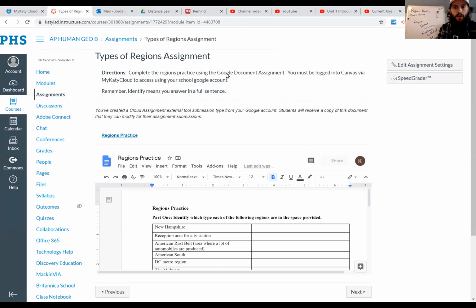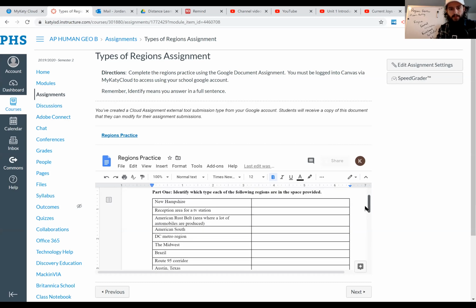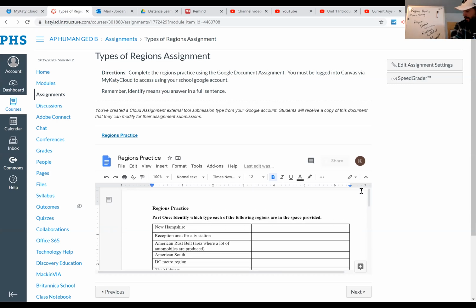Okay. Basically, you'll go through this. All right. You'll answer these. Identify which type of the following regions are in the space provided. So is New Hampshire a formal, functional, or perceptual region? What do you guys think? I'll open up the chat real quick, and anyone who pops in first. Okay. So do we think that New Hampshire is a formal, functional, or perceptual region?